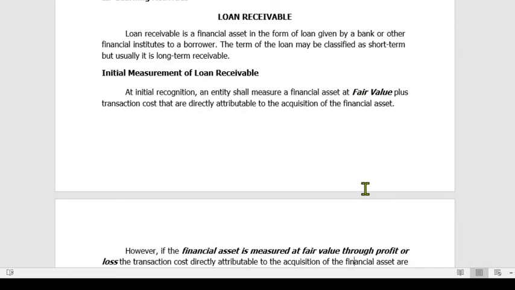So what is a loan receivable? Essentially, this loan receivable poses no material difference between accounts receivable and notes receivable. However, this loan receivable is normally issued by banks and financial institutions. Loan receivable is a financial asset in the form of a loan given by a bank or other financial institution to a borrower. The term of the loan may be classified as short term, but usually it is a long term receivable.